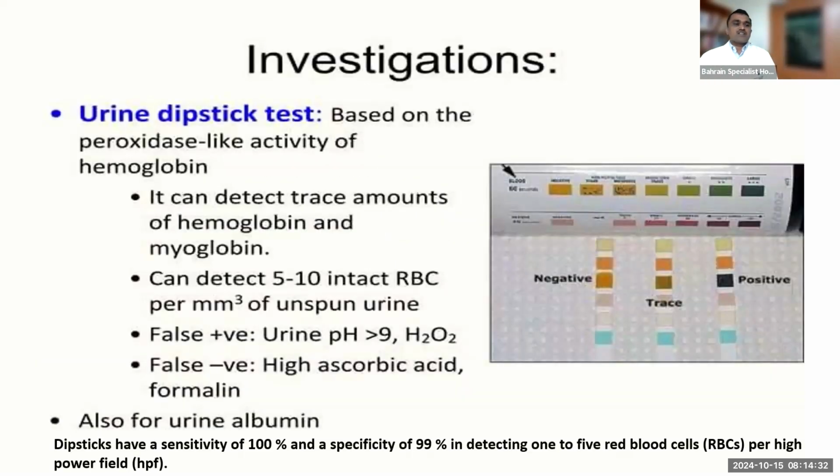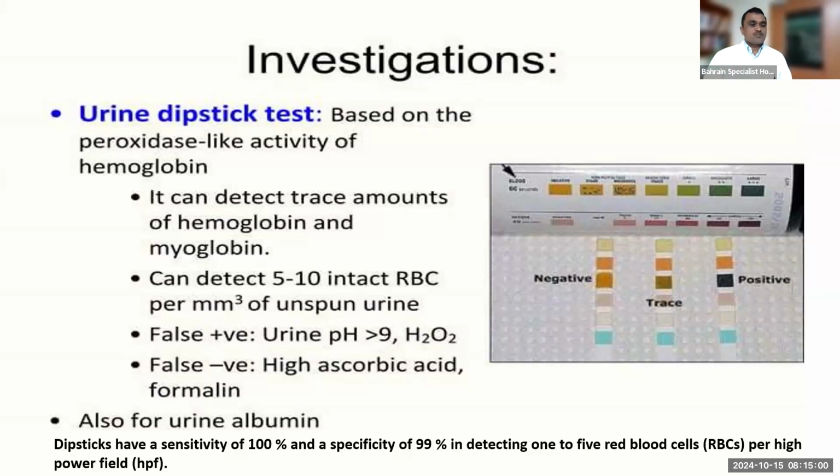The basic investigation is the urine dipstick test. It is based on the peroxidase-like activity of hemoglobin. It can detect trace amounts of hemoglobin and myoglobin. It can even detect 5 to 10 intact RBCs per cubic millimeter of unspun urine. It can be false positive when the urine pH is more than 9 or when hydrogen peroxide contaminates the urine. It can be false negative when there is high ascorbic acid or formalin in the urine.